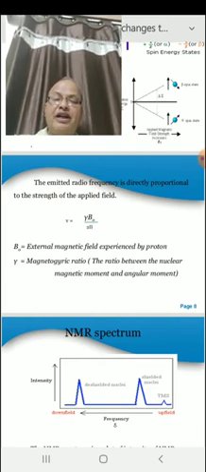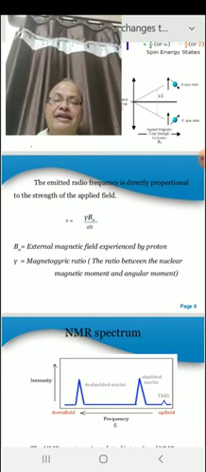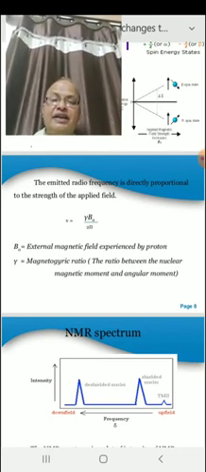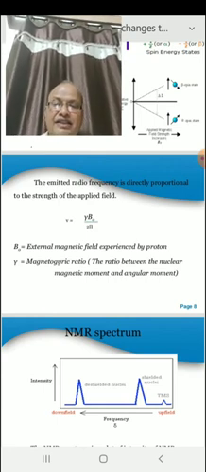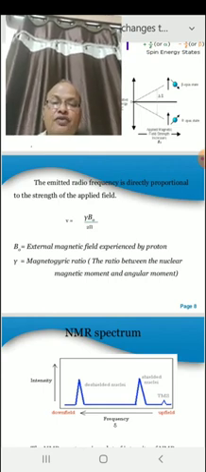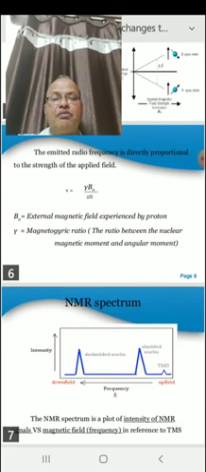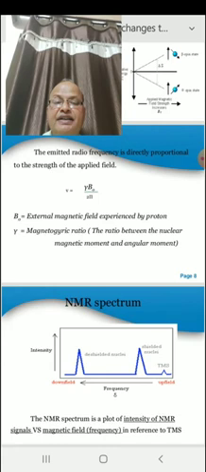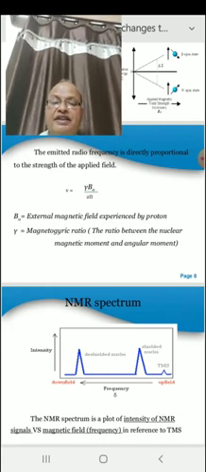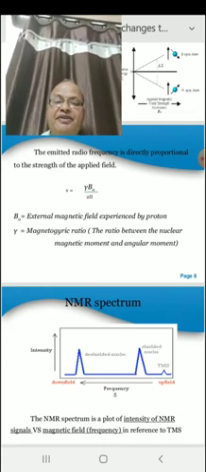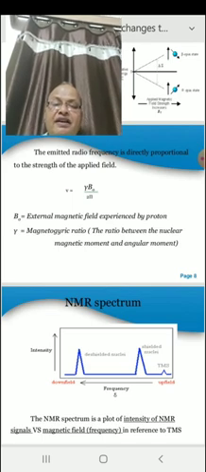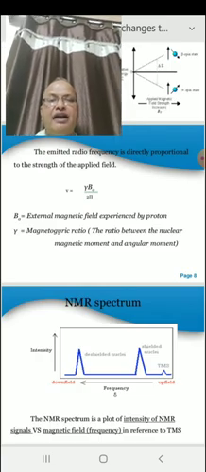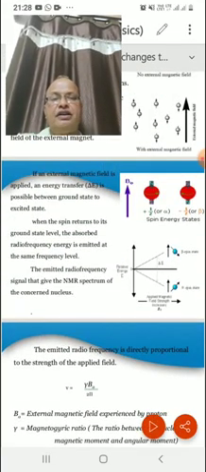In this NMR spectrum, we draw a plot between intensity and frequency, which can easily be shown by the downfield and upfield of the molecules. The NMR spectrum is a plot of intensity of NMR signals versus the magnetic field frequency in reference to TMS. So we can understand NMR easily by showing these slides.